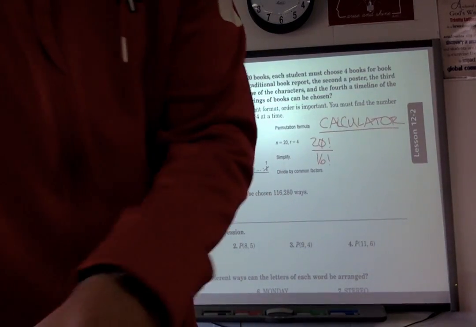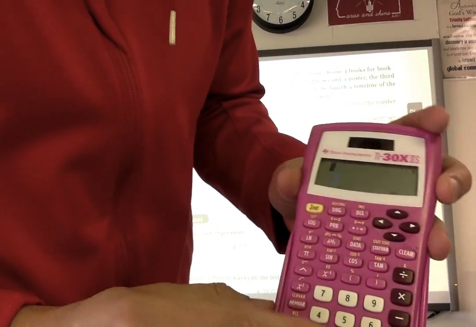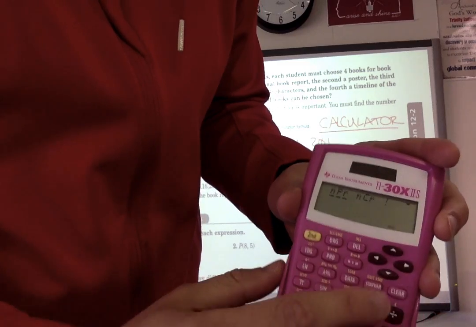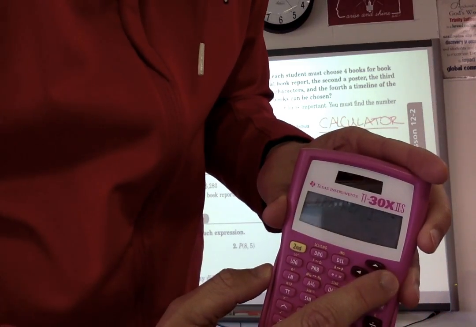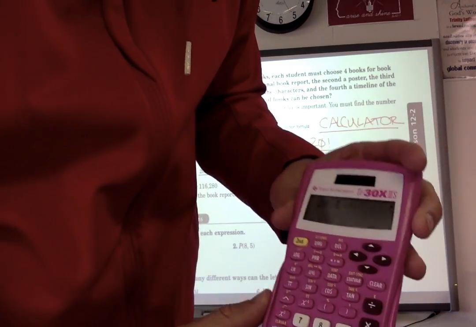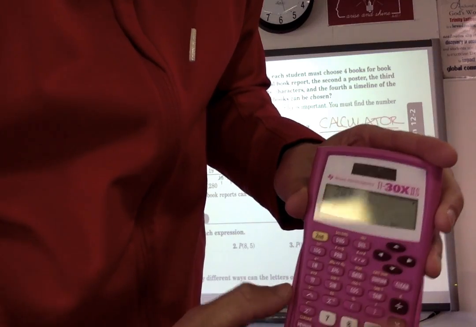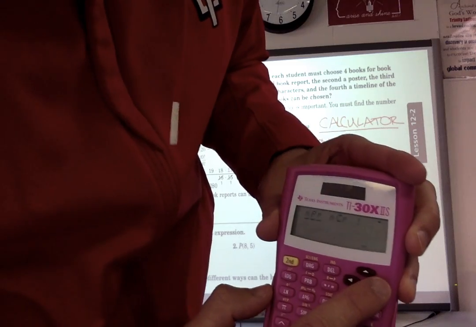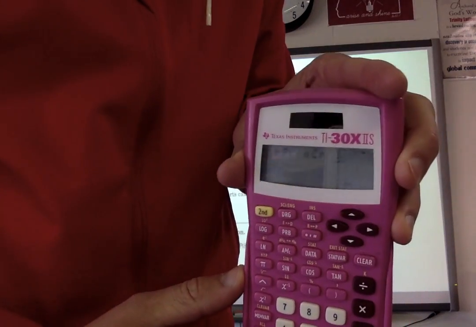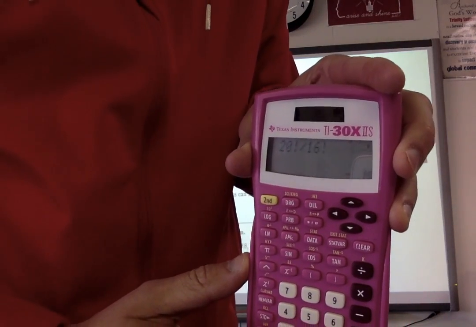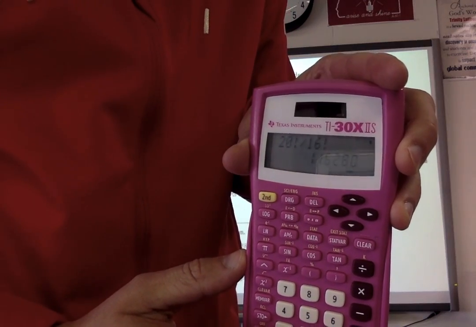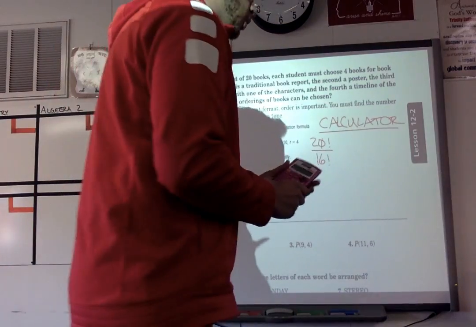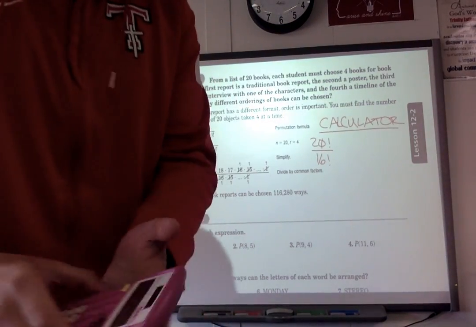Now, if you're using this calculator, you would go 20, then you would press the probability button and go over to the exclamation point. So 20 factorial divided by 16, again, probability, go over to the exclamation point. So 20 factorial divided by 16 factorial, again, gets you that same answer. So that's one way you can think of it on the calculator.